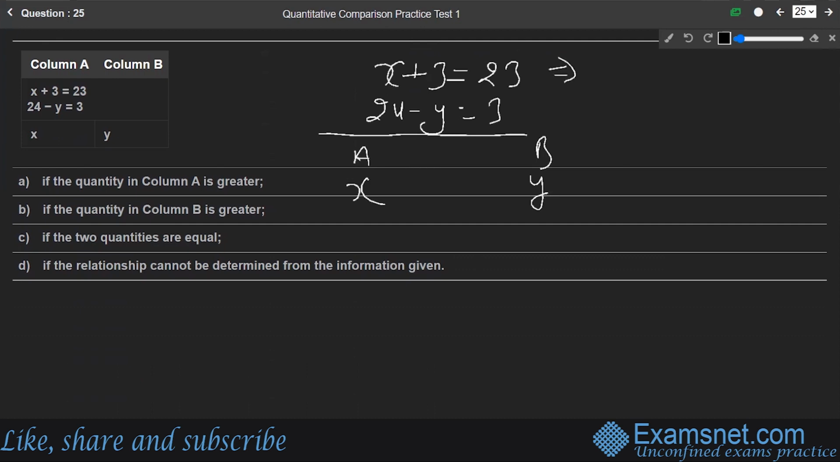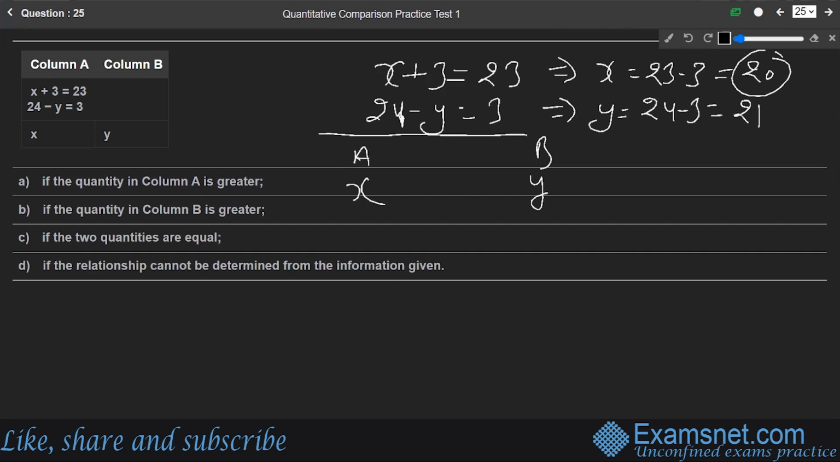If we solve the first equation, x is equal to 23 minus 3, which is 20. And y is equal to how much? 24 minus y is 3. So y goes to the other side and 3 comes to this side, so that is 24 minus 3, equal to 21. So the x value is 20, the y value is 21. Which is bigger? Obviously the value in column B, that is y, is bigger. So the answer becomes option B, the quantity in column B is greater. So that becomes the right answer.